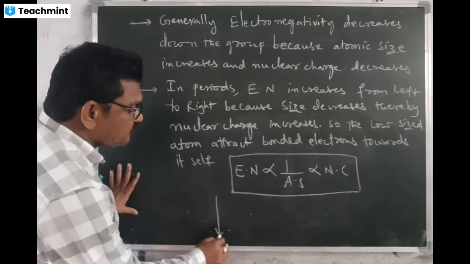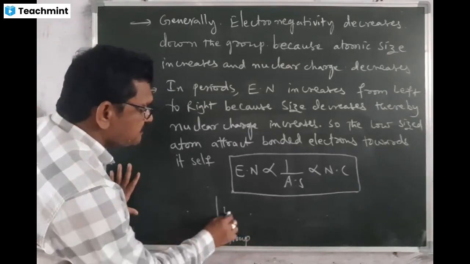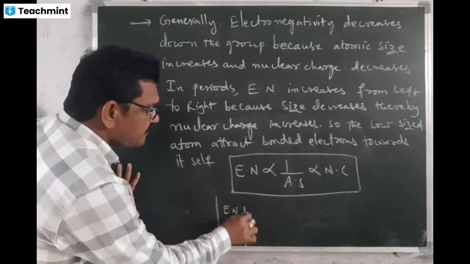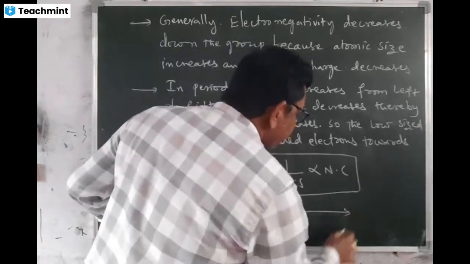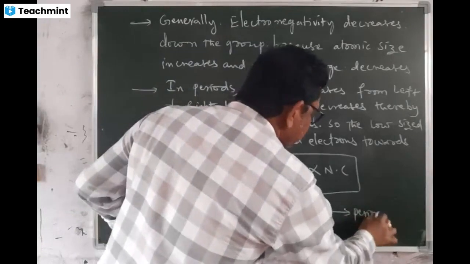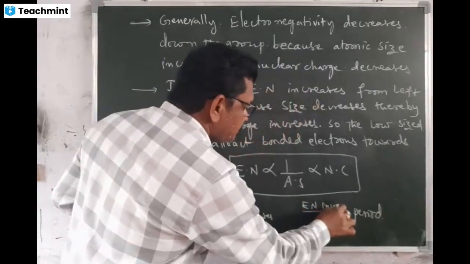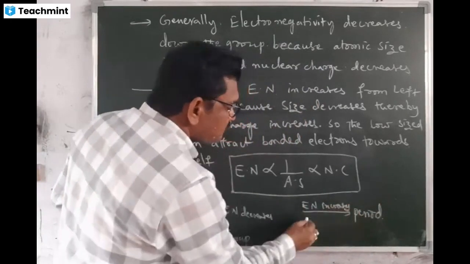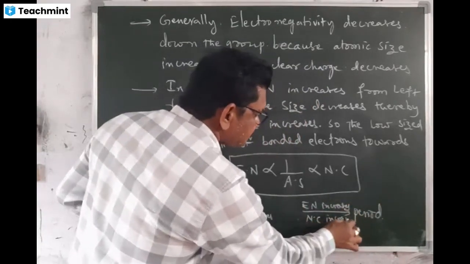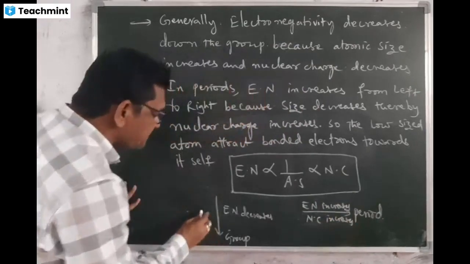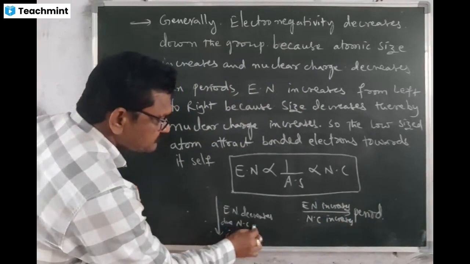For example, in a group, what happens? Electronegativity decreases. But in a period, what happens? Electronegativity increases. Why does electronegativity increase? Because nuclear charge increases. Here, down the group, nuclear charge decreases.